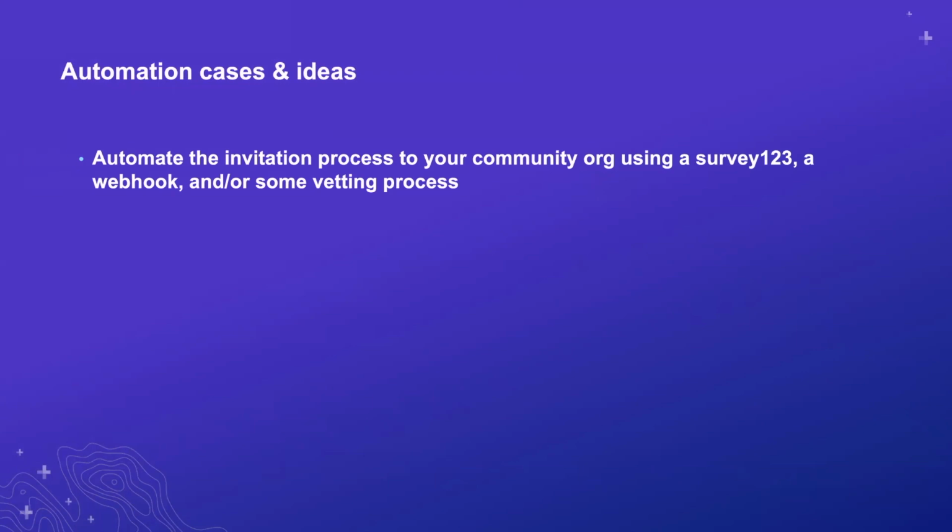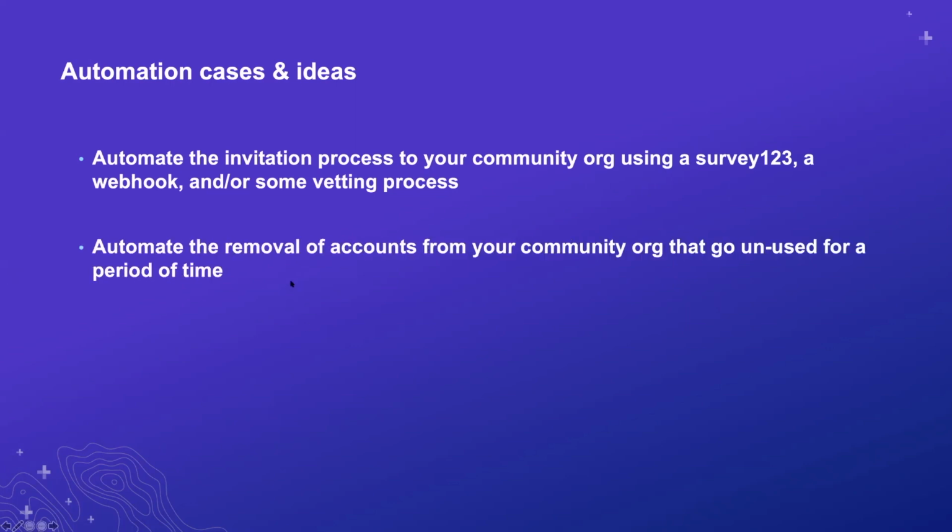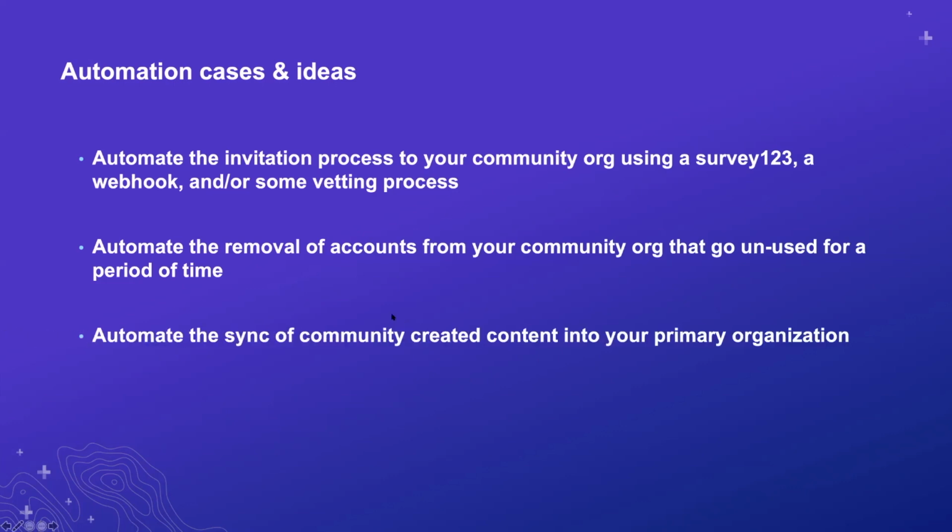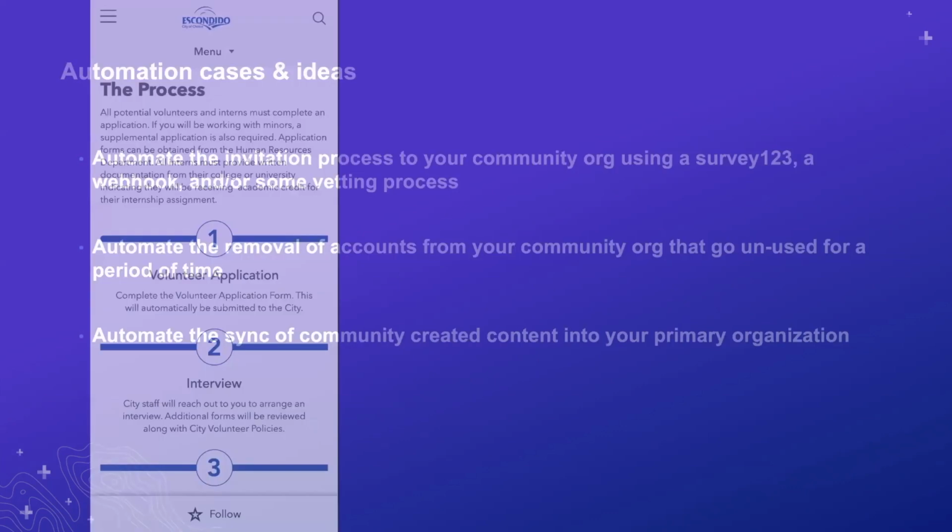Integrating and automating, there's a couple of options here. These are just ideas, but you can automate the invitation process to your community org using a Survey123 and a webhook or some sort of vetting process. So that's pretty cool. You can automate the removal of accounts from your community org that's unused for a period of time. So if you want to periodically purge users out of the purple organization, you can do that. And you can sync content too if it's community created and you want it to be copied into your organization for safekeeping. You can do something like that.